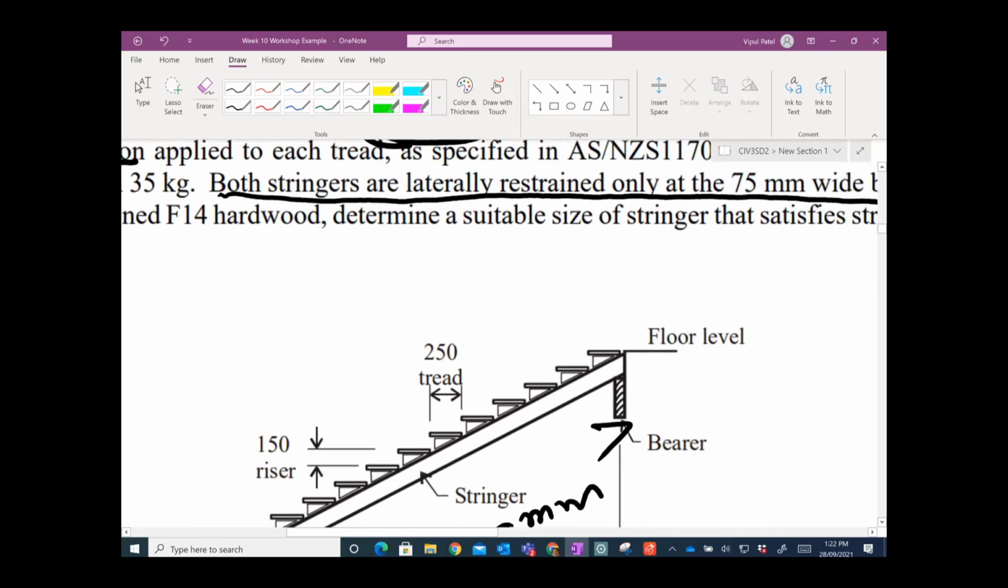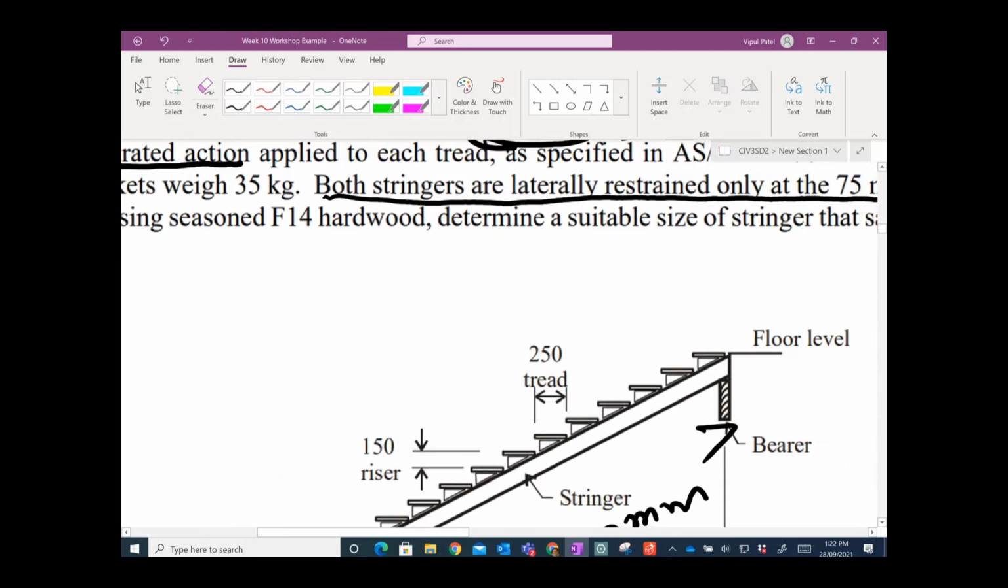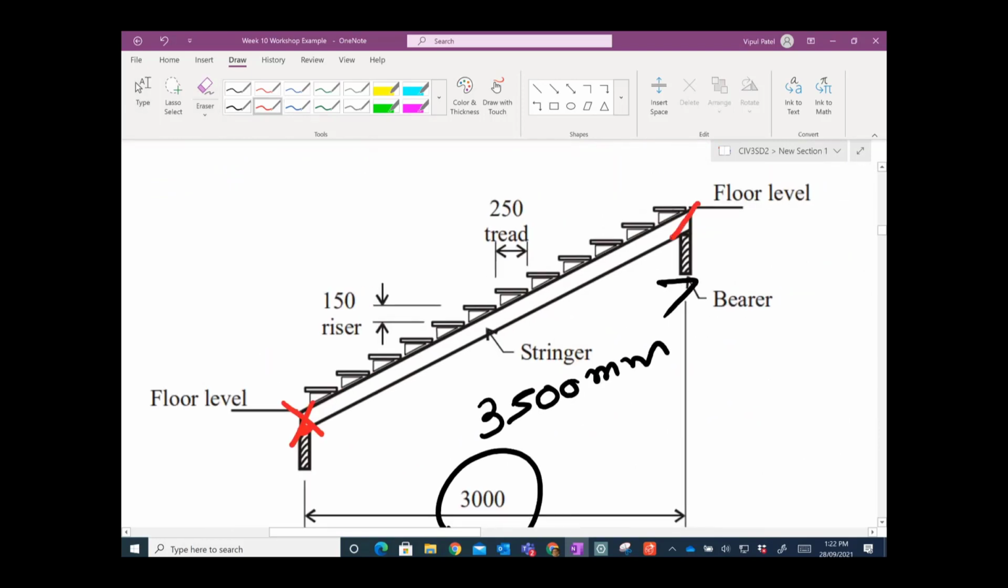Let me check. Only at 75 millimeter wide barriers supported. Both stringers are laterally restrained. So the full lateral is not like this and only restrained. It's full lateral restraint here. It's laterally restrained. You see what I mean? It's not like you just provide this one. So it has this full restraint here.